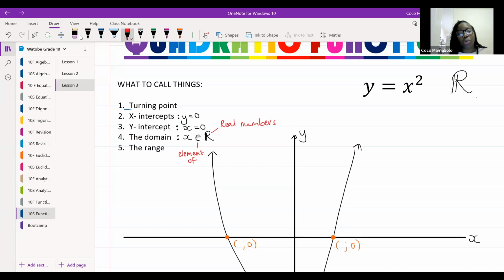Okay, Blaze, you're almost there. What you're describing there is for a hyperbola, and we're going to get there.